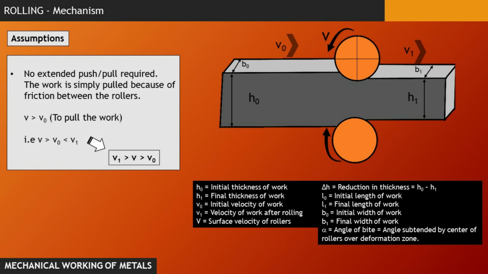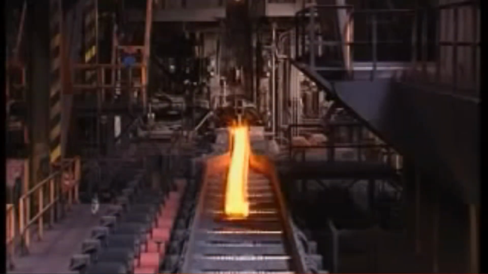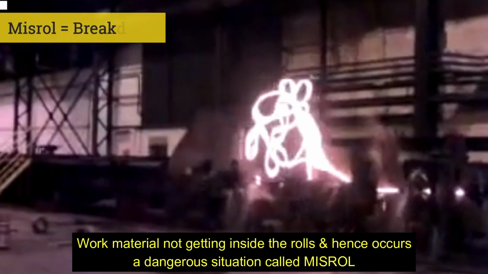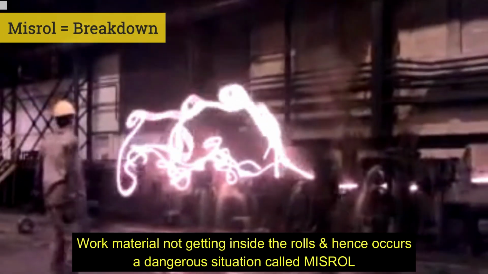The fourth assumption is that no extended push or pull is required. The work is simply pulled because of friction between the rollers. Or we can say the surface velocity is also greater than the entry velocity of the work material, and this is a very required condition to pull the work. Otherwise, the work will be stuck between the rollers and we will get a breakdown of the rolling mill.